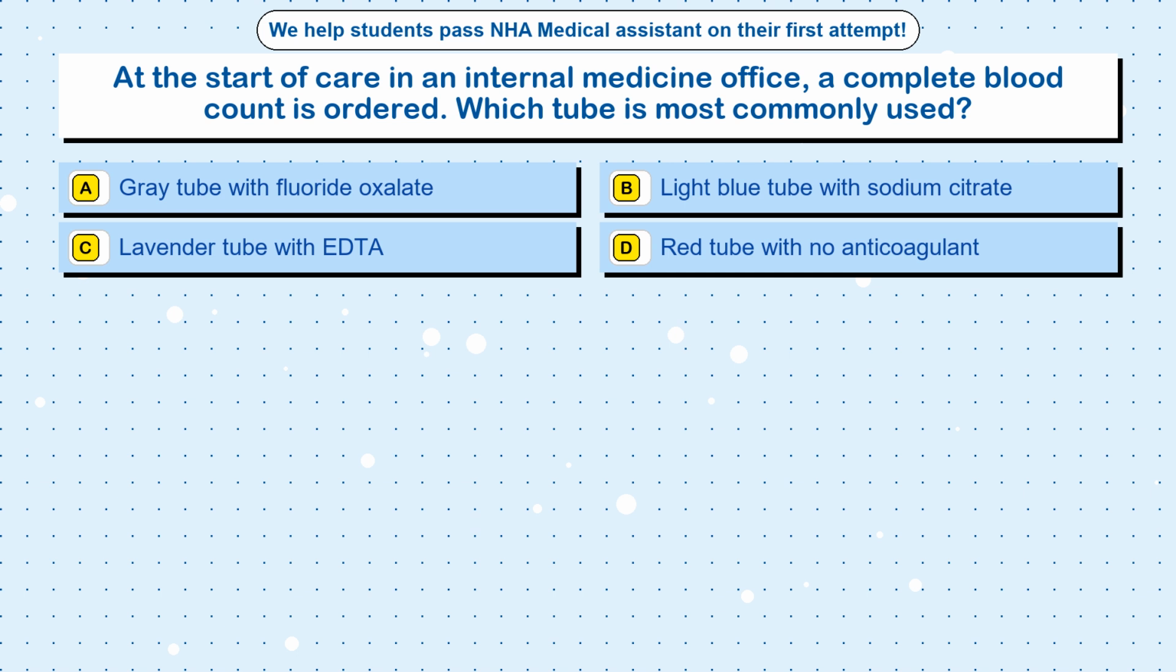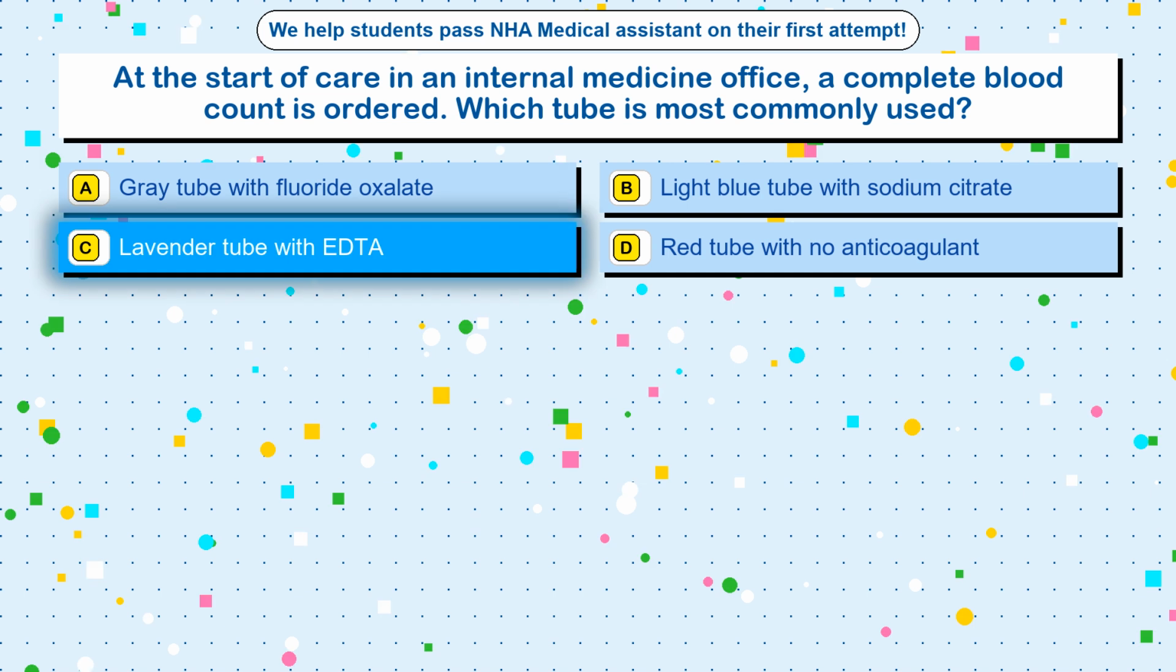Option B, light blue tube with sodium citrate. Option C, lavender tube with EDTA. Option D, a red tube with no anticoagulant. The correct answer is option C, lavender tube with EDTA.